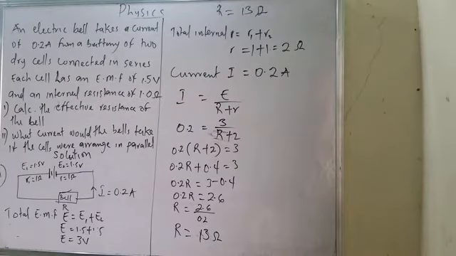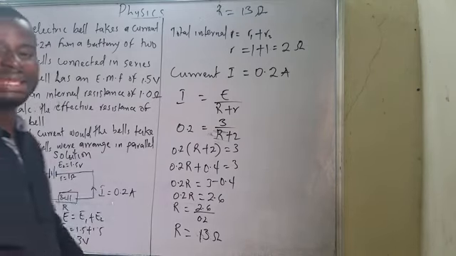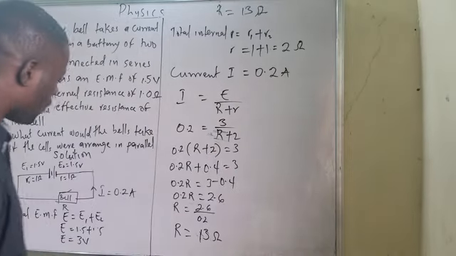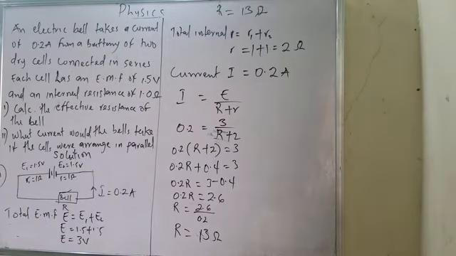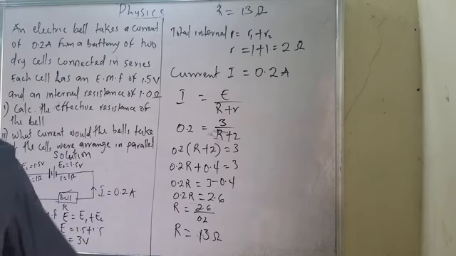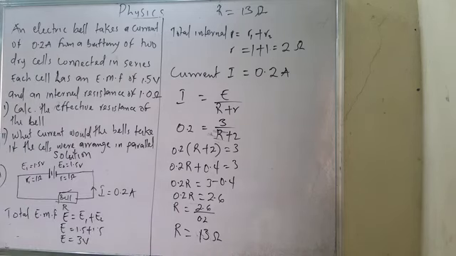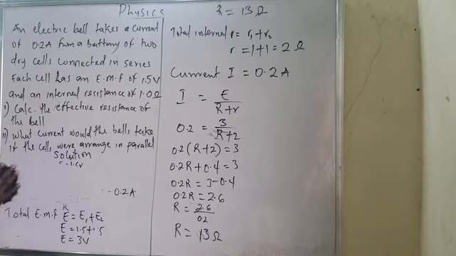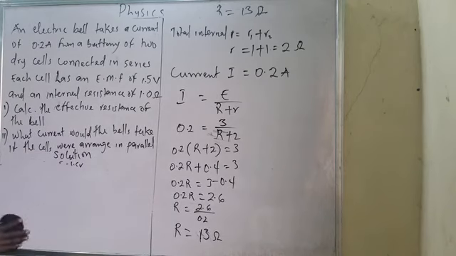Now, to tackle the second problem: what current would the cell take if the cells were arranged in parallel? Don't forget that our external resistance is already given, which is 13 ohms. Please permit me to rub out the solution to number 1 because of the space.